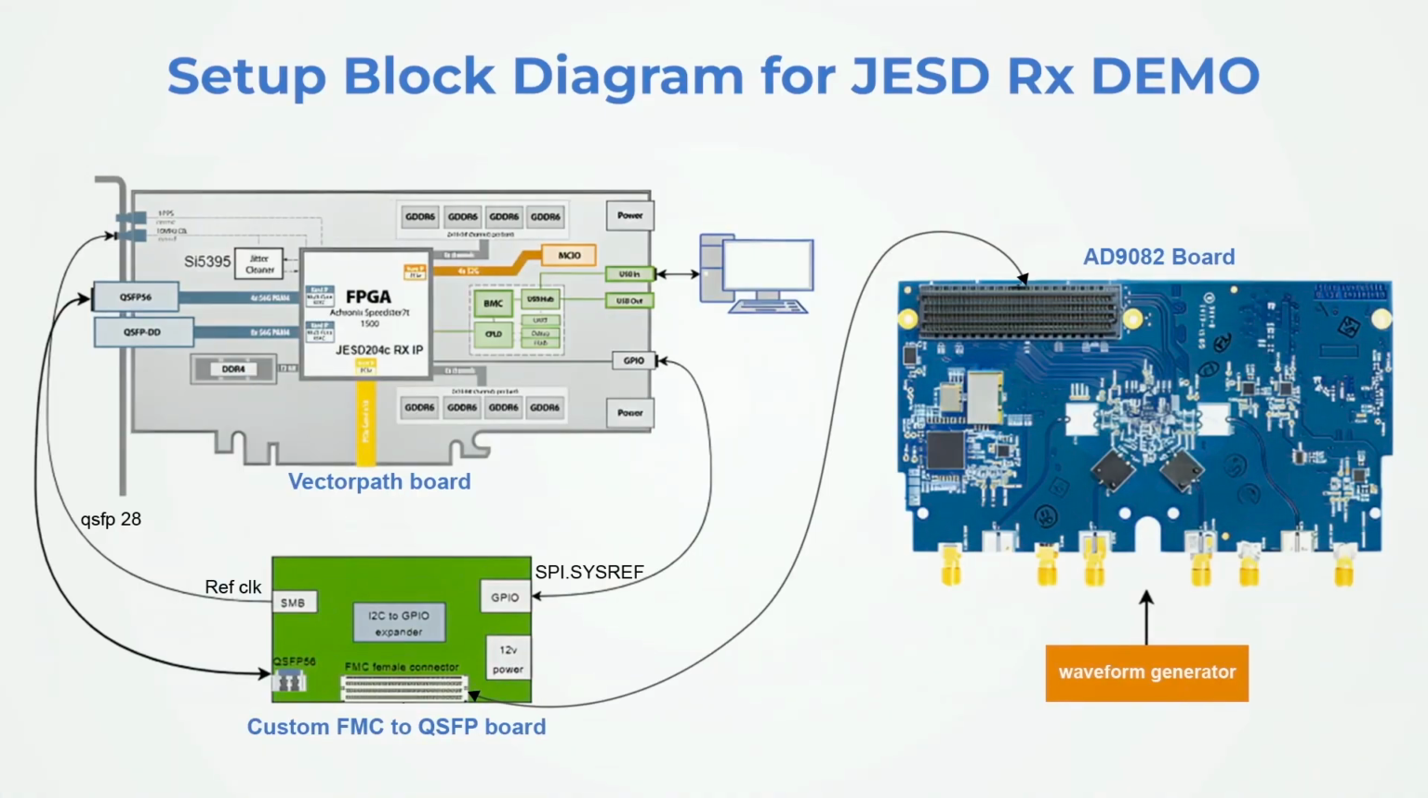The first part of the demo is the JESD RX demo. So this is the setup block diagram for the JESD RX demo. Here the input waveform is given through this waveform generator to the ADC present on the AD9082 board, and samples are collected at the output of the JESD RX IP present inside the FPGA of the VectorPath card.